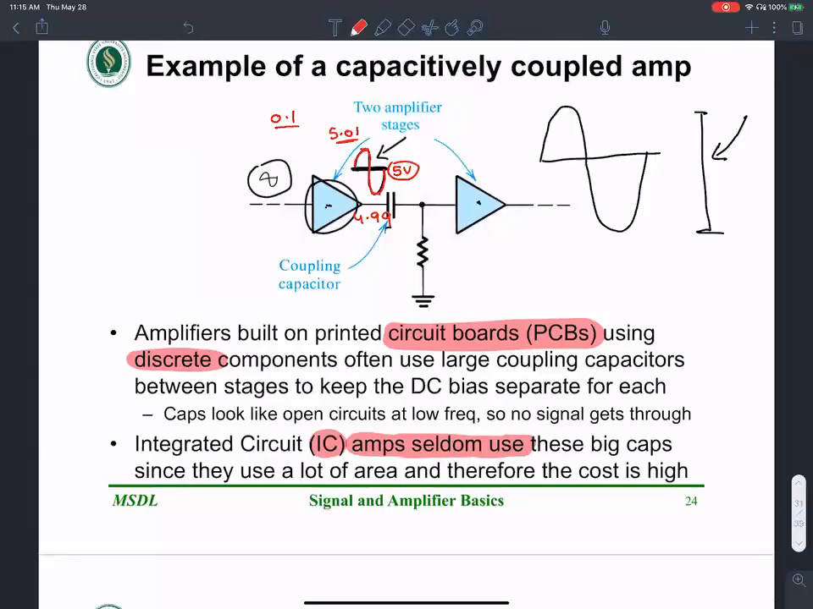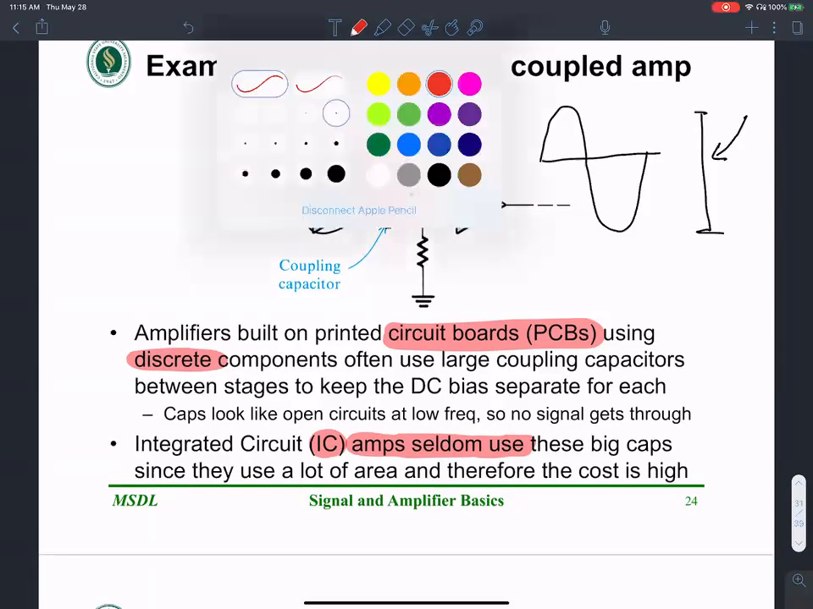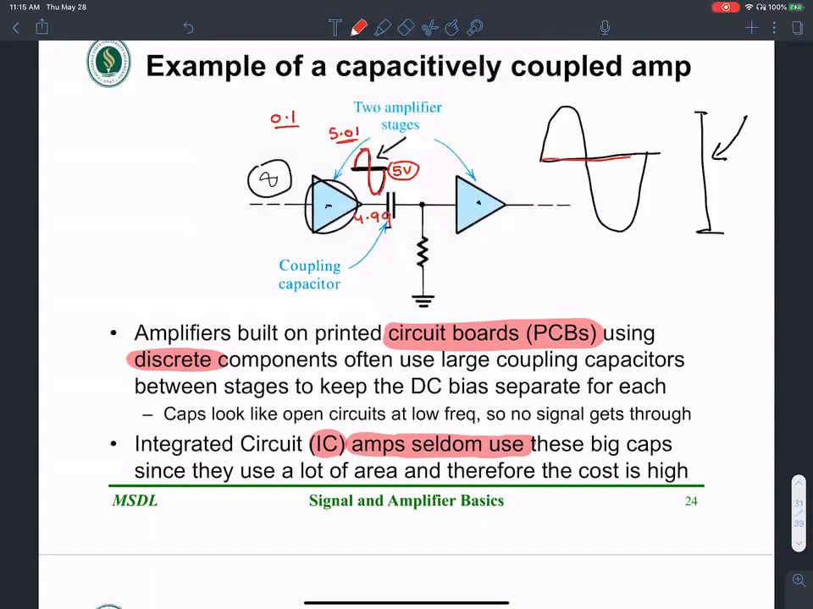By decoupling the DC, you don't have to make sure that this is also at 5 volts now. So the input of this stage and the DC level at this point can be decoupled. It doesn't really matter.